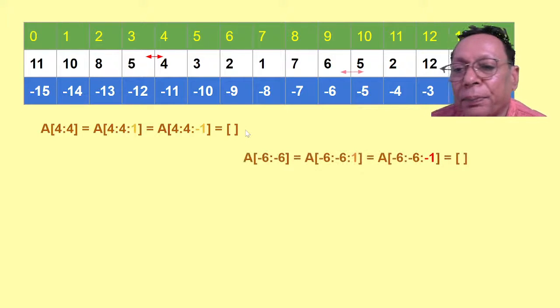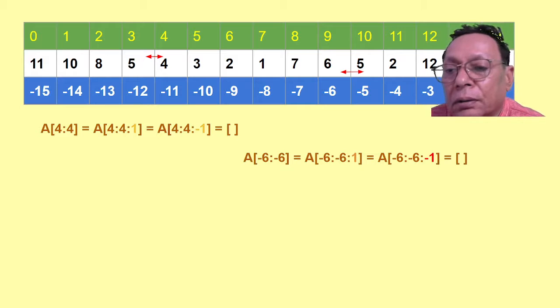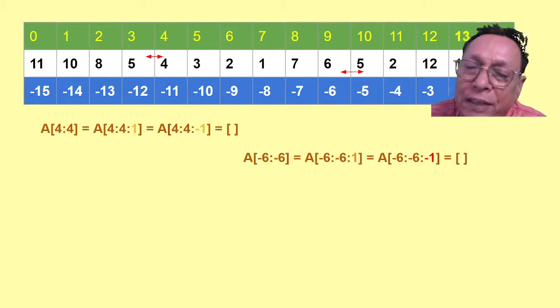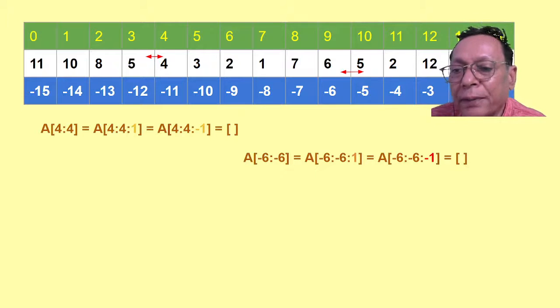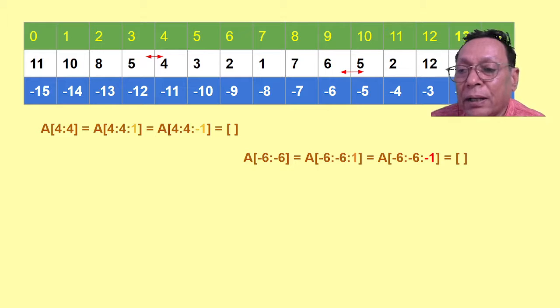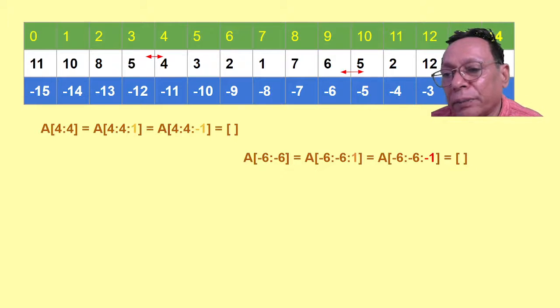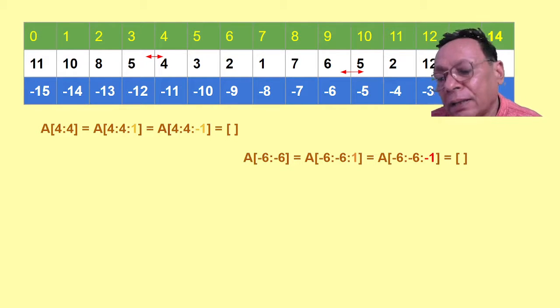In the second example, suppose a[-6:-6], the same index, and the step is omitted, and that is why by default step +1 is taken. So -6 colon -6, starting index is -6, ending index is -6, and step is +1, and that is why this will not move left to right or right to left. Even if you take a[-6:-6:-1], this time you'll get the empty slice.